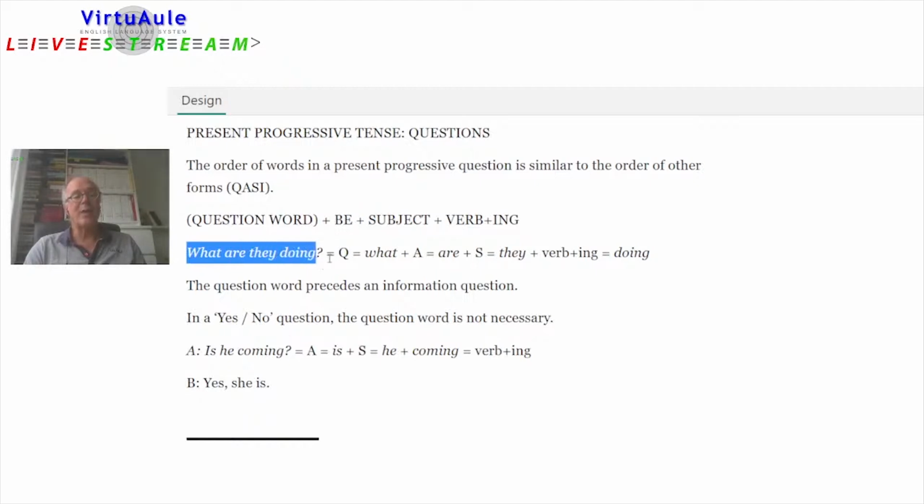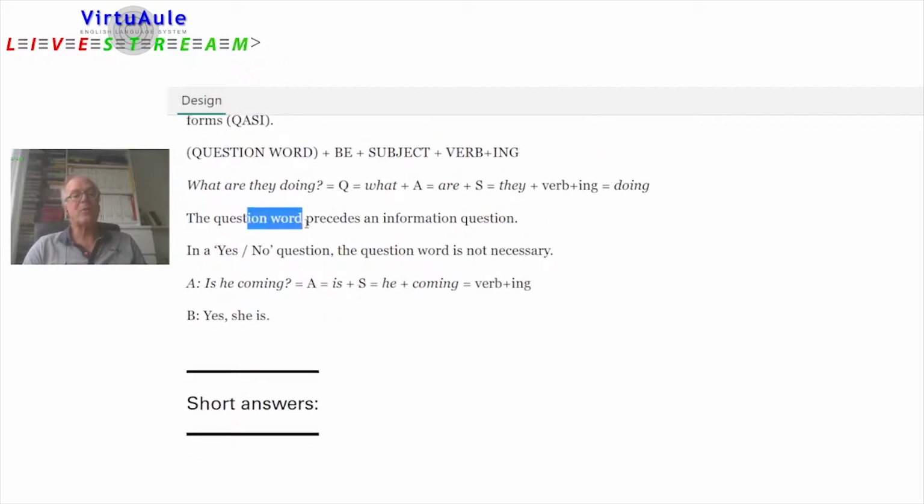What are they doing? The question word is what, the auxiliary is are, the subject is they, and we have the verb plus the ing, which is doing. This is the order of the question with a question word. The question word always precedes an information question. So, in a yes-no question, the question word is not necessary. Is he coming? We have the auxiliary is, singular third person, he, the subject, and coming, which is the verb plus the ing. Yes, he is.